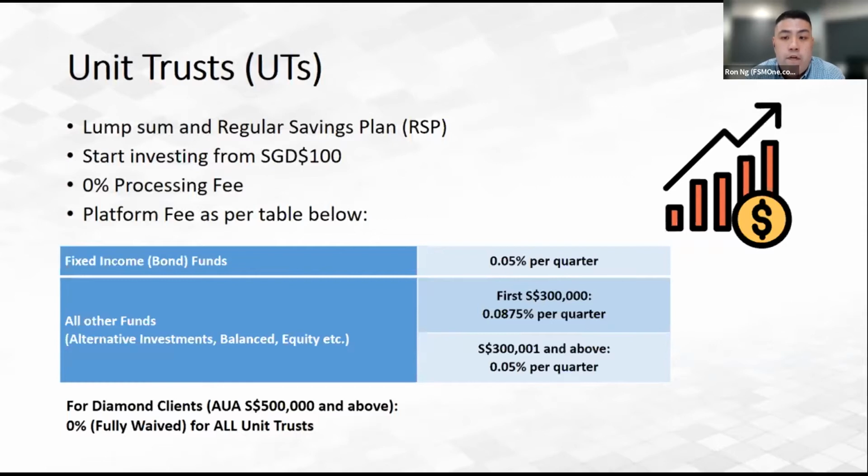We do charge a platform fee of 0.05% per quarter for bond funds. For other funds like balanced or equity funds, it will be 0.0875% per quarter for the first 300,000, 0.05% for amounts above 300,000. And if you're a diamond client with more than 500,000 worth of assets with us, not limited to unit trust funds, the platform fee for unit trust is fully waived.